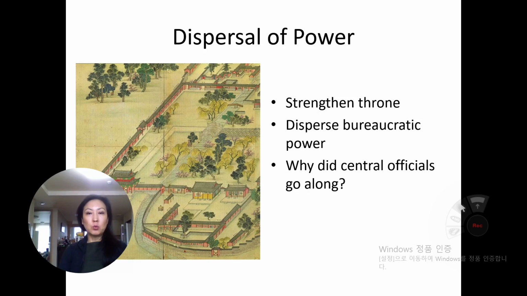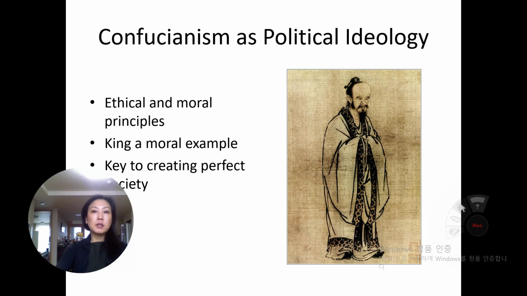So why would the central officials go along with this? Well, there are several reasons. One is because of the implementation of Confucianism as state political ideology, but the other is because most of the officials understood that in order to have a strong government, it was necessary to have a strong king.